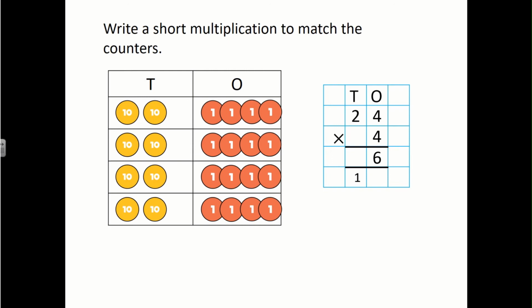And now I'm going to have a look at my tens. 4 multiplied by 20, that's 80. But I've got to remember I have another 10 here to add on. So 4 times 20: 20, 40, 60, 80, plus another 10 here. That gives me 9 tens, 90. So the answer to 24 multiplied by 4 would be 96.